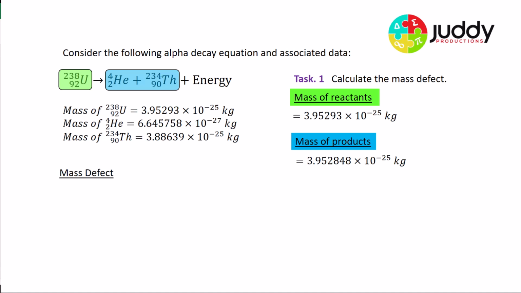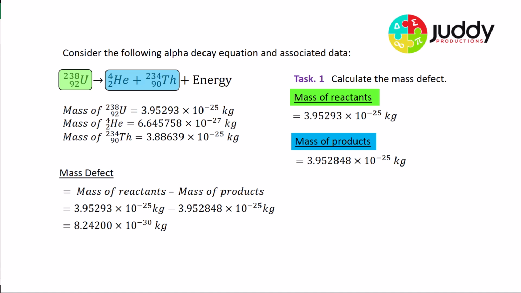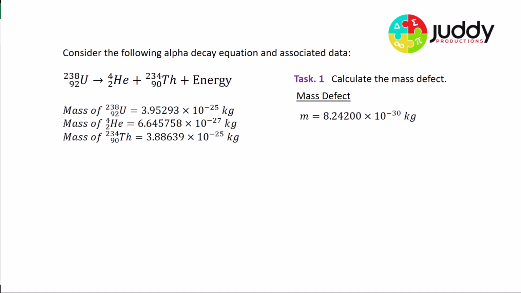This is what we refer to as the mass defect, the difference between the mass of the reactants and the mass of the products. By subtracting these two values, we find the mass defect for this particular alpha decay to be 8.24200 by 10 to the negative 30 kilograms. This mass defect is extremely small. However, this is for one single nuclei decaying. So when you consider the billions of nuclei present in a sample of uranium-238, this accumulates into a significant amount of energy. So our mass defect was found to be 8.24200 by 10 to the negative 30 kilograms.